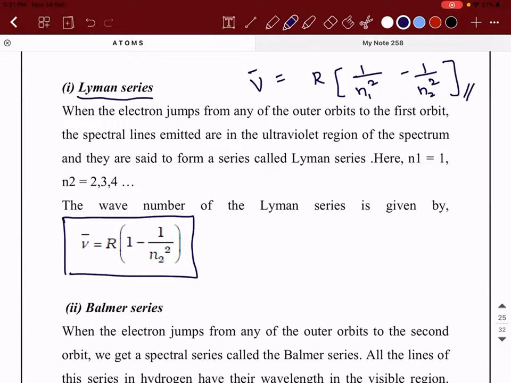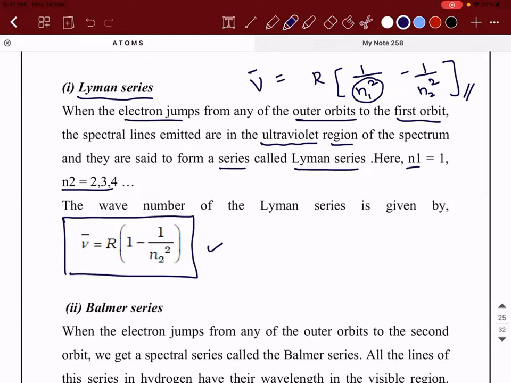So for Lyman series, when an electron jumps from any of the outer orbits to the first orbit, the spectral lines are emitted in a particular region called the ultraviolet region of the spectrum, and they form a series called the Lyman series. Generally n1 is equal to 1 and n2 will be 2, 3, 4, and so on. In the place of n1, I substitute 1. Then the wave number becomes R into 1 by 1 square minus 1 by n2 square.